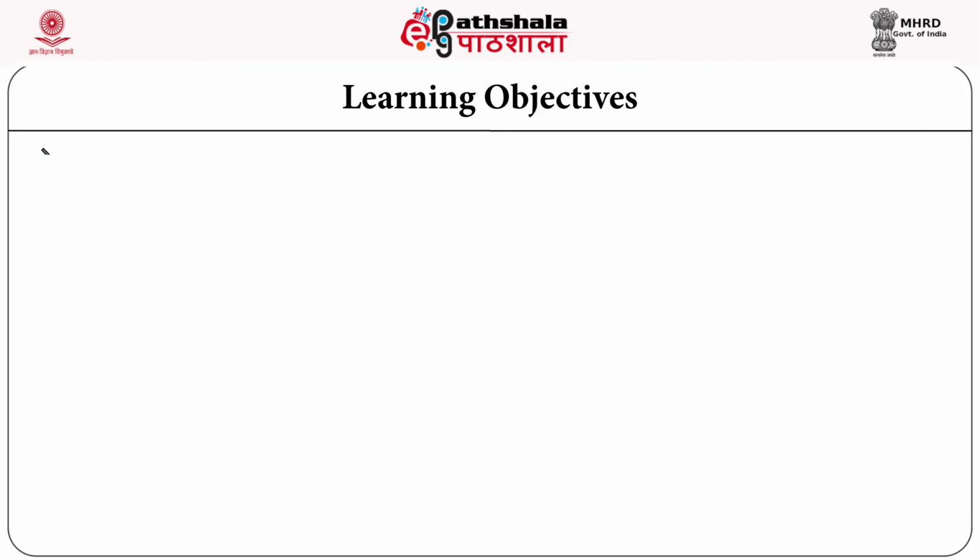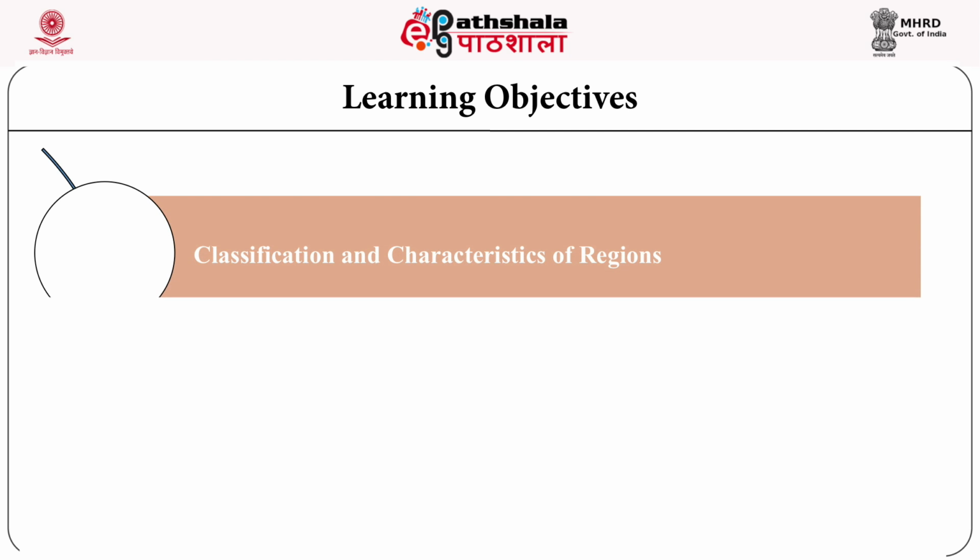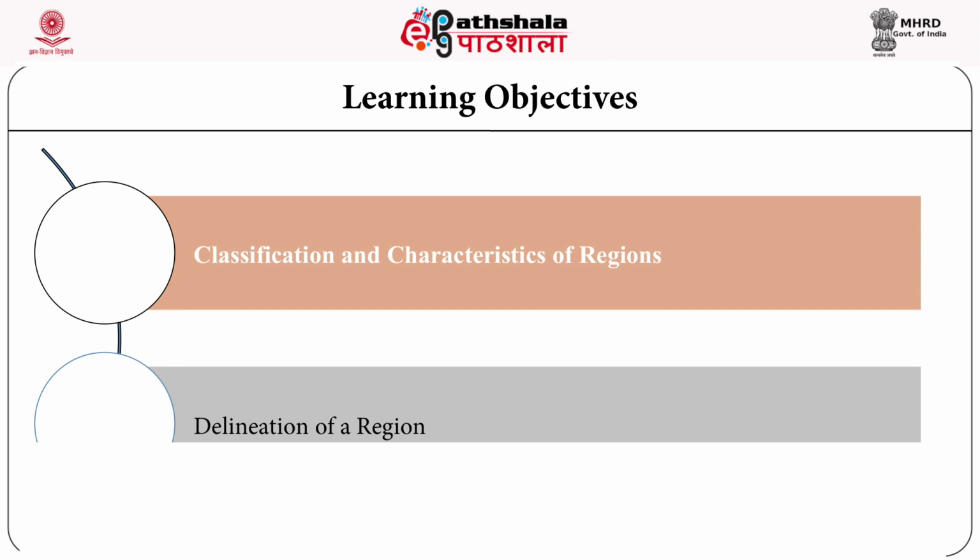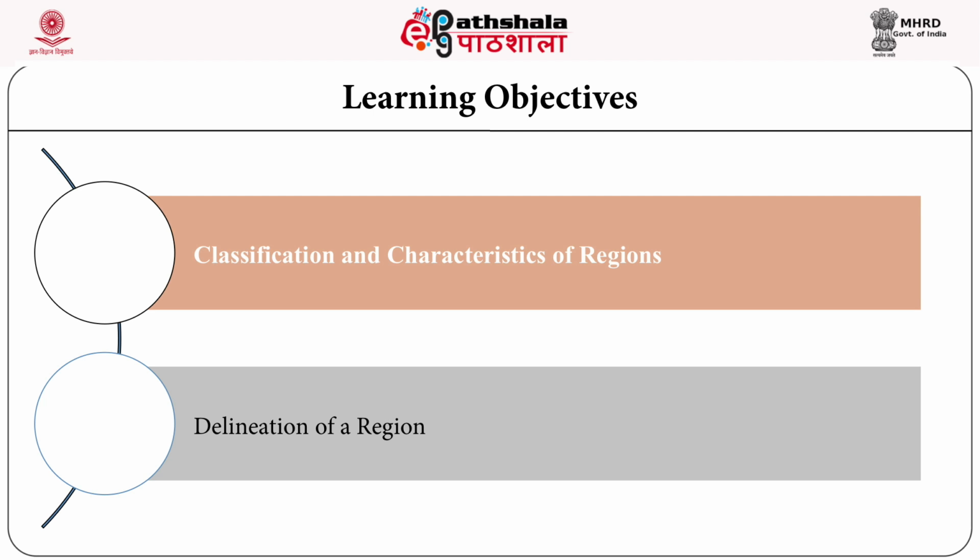Dear students, today we would be discussing the region of a city. A city is always interacting with its region, and a region is also dependent on its city, and vice versa. In this two-way process of city and region, this module would be discussing the classification, characteristics and the delineation of a region of a city.